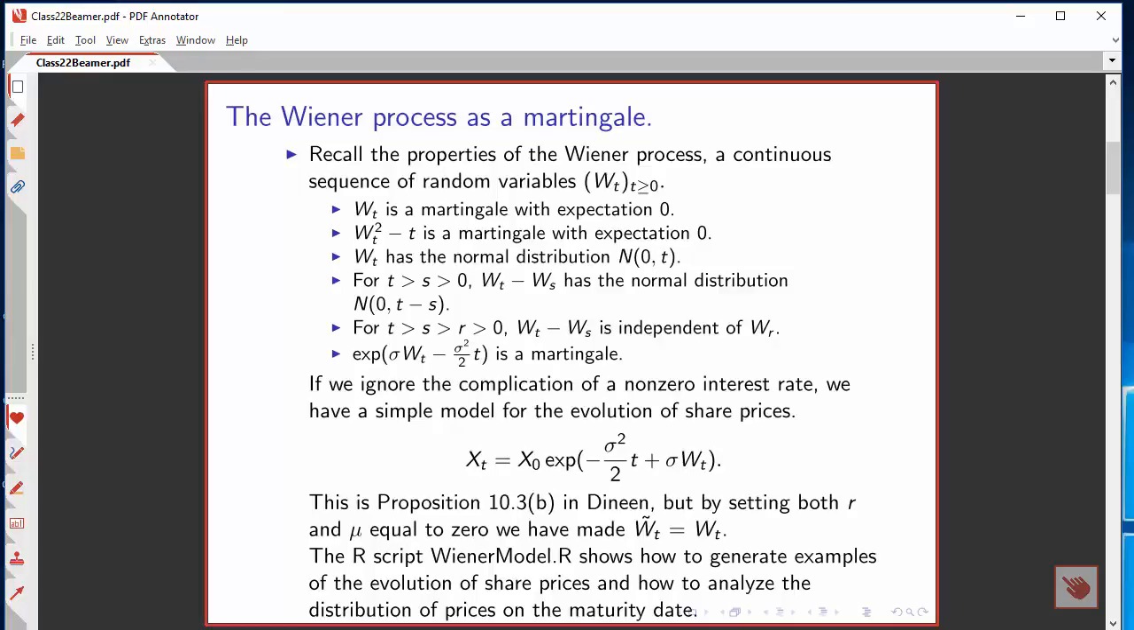You can find the same formula in Deneen, but he distinguishes between W sub t and W sub t tilde by setting the interest rate to 0 and setting mu equal to 0. I've made those two things both the same. In class, I will show you a very nice little R script that I've written where I will generate graphs showing the evolution of share prices in accordance with this model and do a little bit of simulation from it.